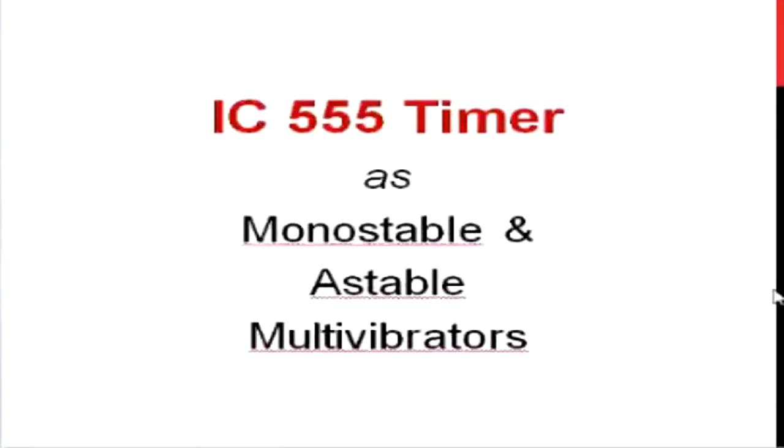Most of the time it will be in the stable state, but whenever we give a trigger input, it changes from its stable state to the quasi-stable state, that is the high state. So zero and one state. So this is a square wave generator. The monostable and astable multivibrators are square wave generators.